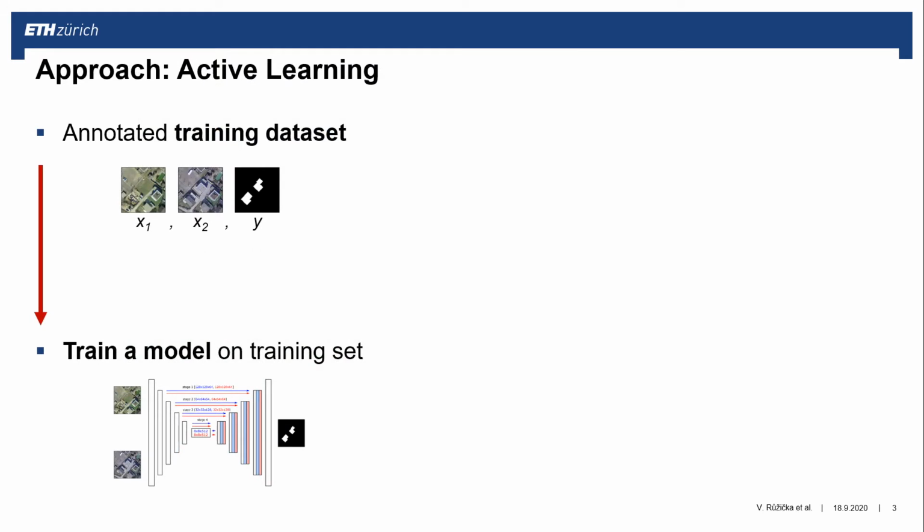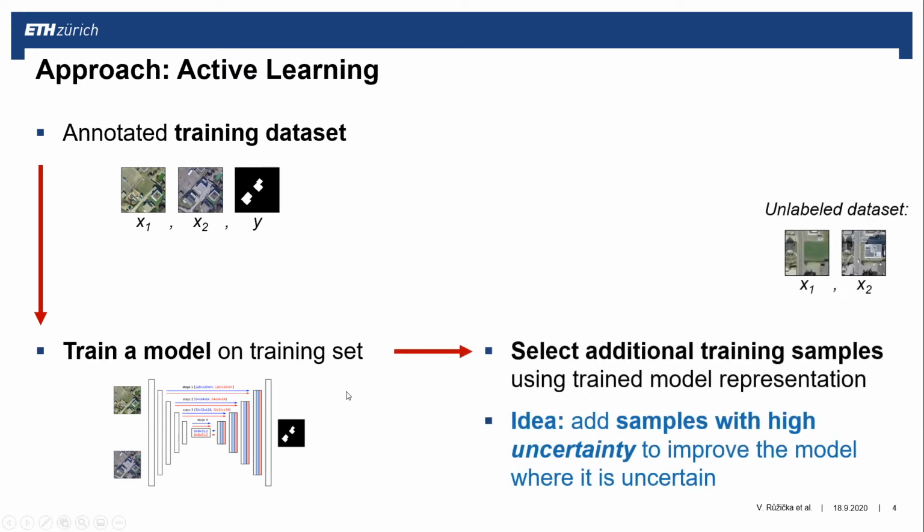The approach we are taking is the active learning algorithm. There we start with a small annotated training dataset. We train a simple model on this training dataset, and then using the learned representation of this model, we want to somehow select the additional samples to be added into the training dataset.